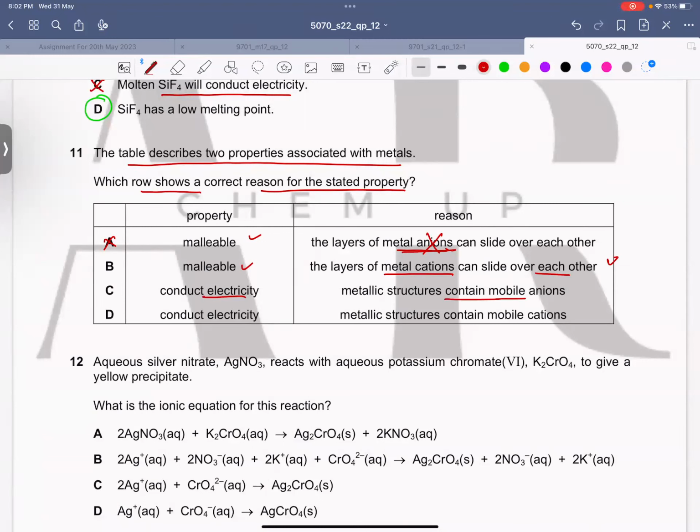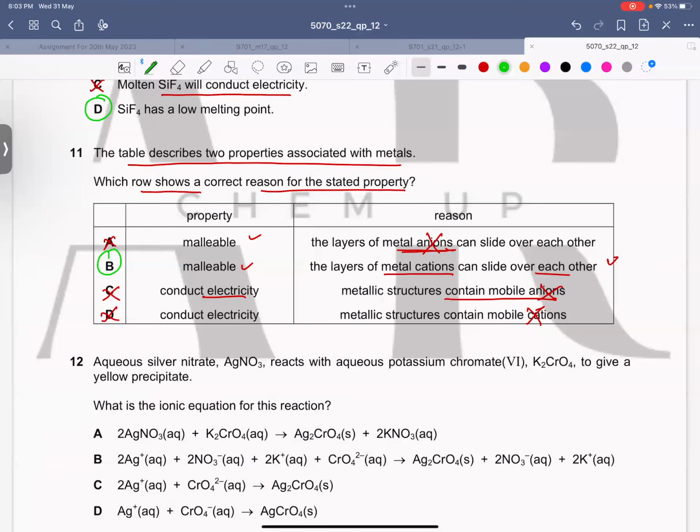Conduct electricity, contains mobile anions. Completely wrong. No, mobile cations, completely wrong. So C and D go wrong, and B is our correct answer. Yes, Fahad, Hassan, and Rayyan, is this understandable? If anyone has any doubt, do ask, please.